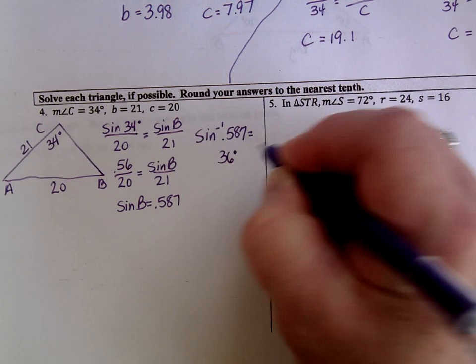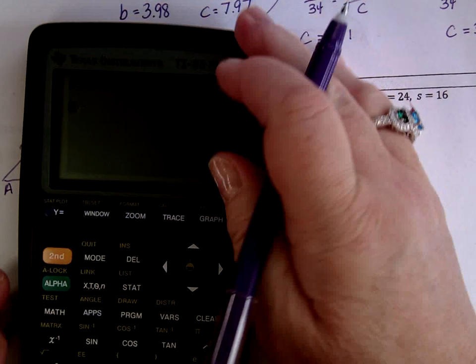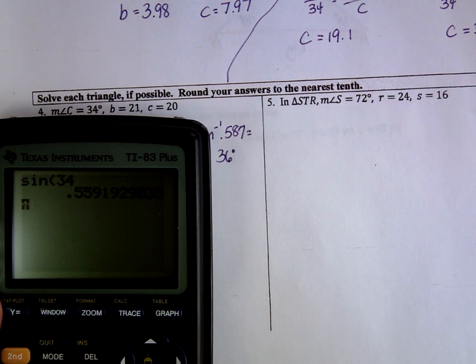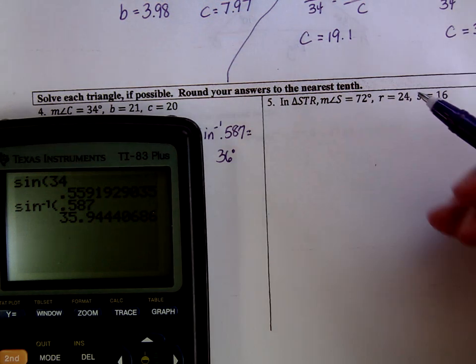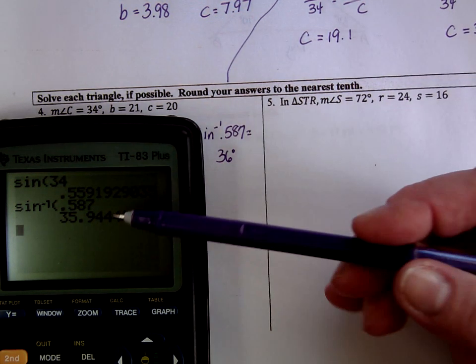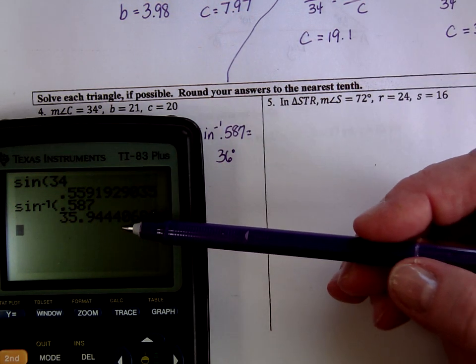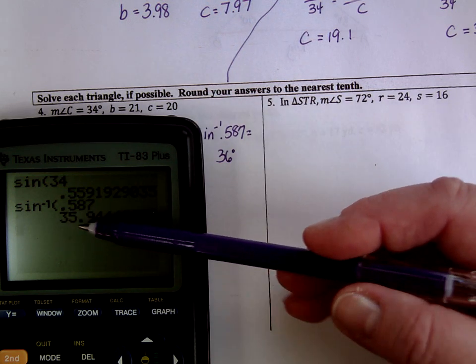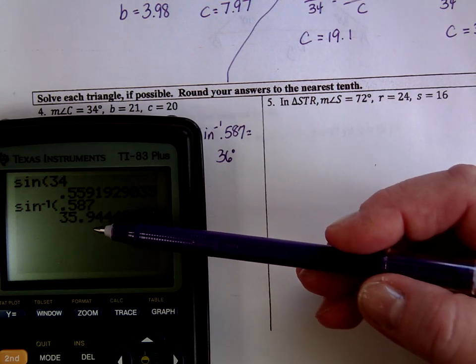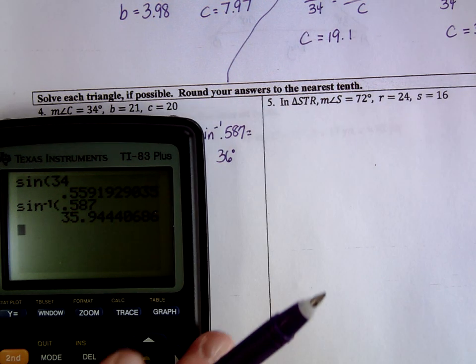Now let me look at this with you on the calculator. If I do second sine of 0.587, see how this one comes out to 35.944. It's really close to 36. Those you can round to the nearest whole number. But if it came out to be 35.2, you would not round that. You just would keep it as 35.2. But this one, because it's so close, we're going to call it 36.